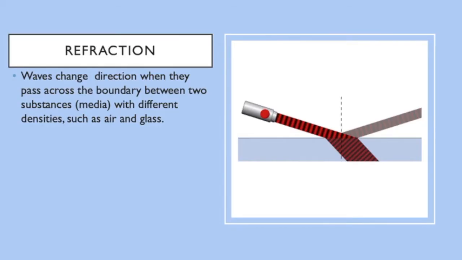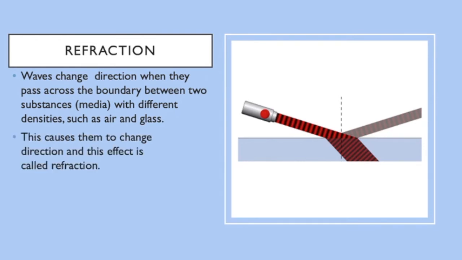Waves change direction when they pass across the boundary between two substances. In physics we sometimes call this the media. So one object we might call the medium. So waves can travel through a medium, and if there's more than one medium then we have media. When waves travel across the boundary, this causes them to change direction, and this effect is called refraction.